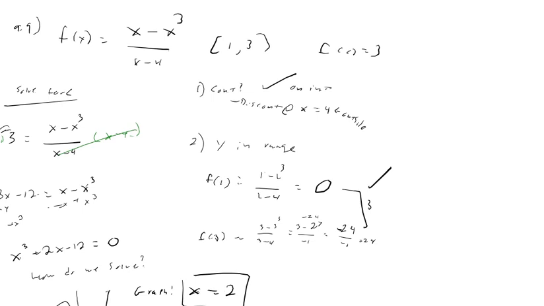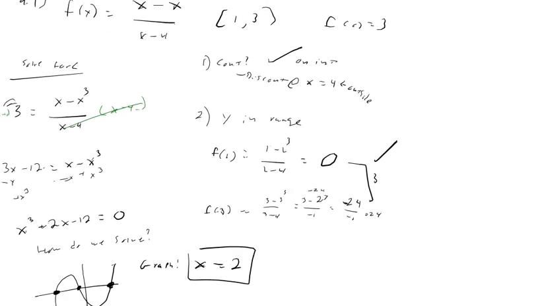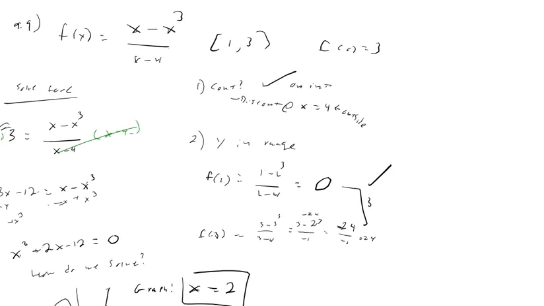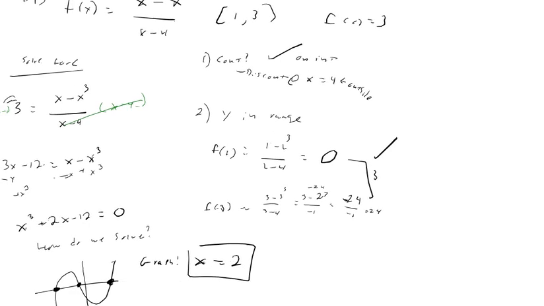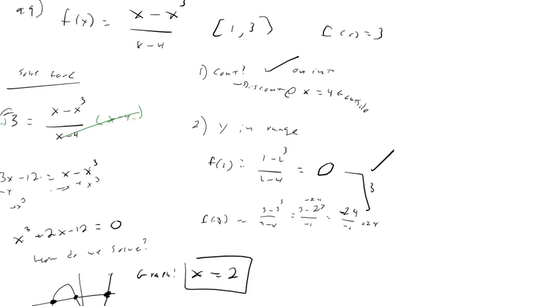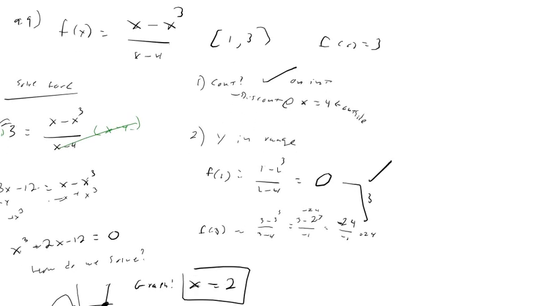Yes, okay, I see what you're saying. Yes, definitely C has to be between 1 to 3, right? But we didn't know for sure if it was going to be 2. It could have been 2.5, right? It could have been 2.1, right? It could have been 5/4. We didn't know exactly that it was going to be 2. Yes, the answer has to be between.